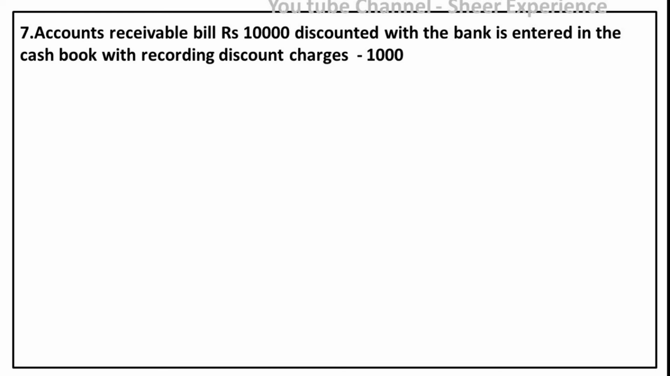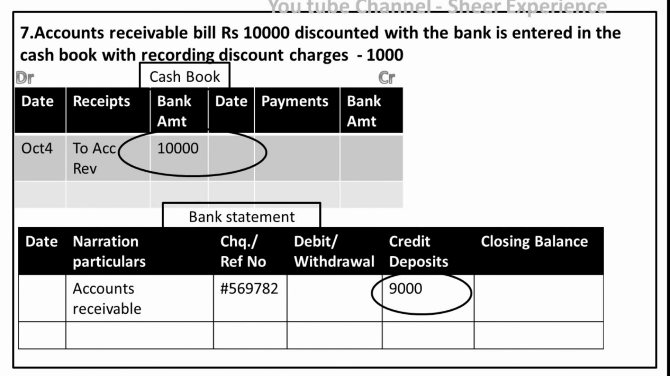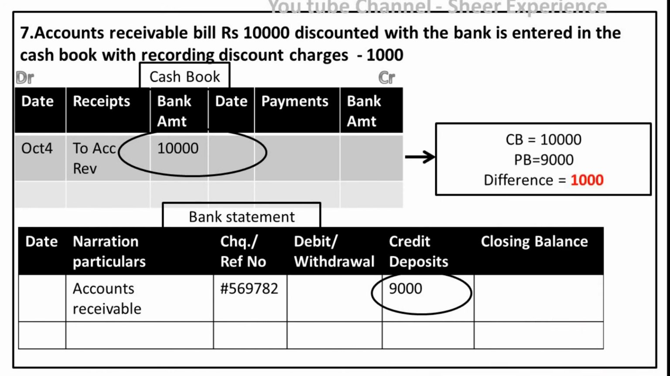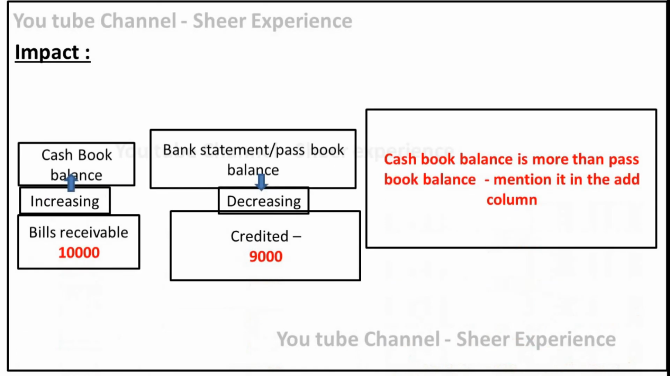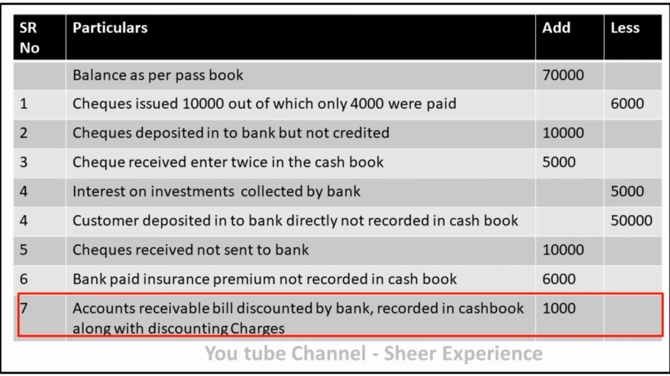Instead of entering the remaining amount, we have recorded the transaction with the whole amount in the cash book, that is 10,000. So the cash book shows 10,000 but the bank statement shows only 9,000. The difference is 1,000. So the cash book balance is more than passbook balance. When I am preparing bank reconciliation statement as per passbook balance, I check only with cash book balance. Here cash book balance is more, so I'll mention the amount in add column, and in the particulars column, accounts receivable bill discounted by bank recorded in the cash book without discounting charges.